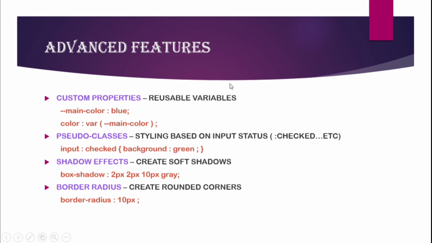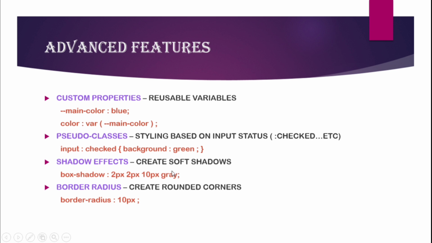Then we have shadow effect. It will create a very professional look for a website, so shadow effects are very important. You can create soft shadow effects by using box shadow, 2 pixel, 2 pixel, 10 pixel, and gray. You can also mention the colors. If you want to add the shadow effect, you can add any colors that you want.